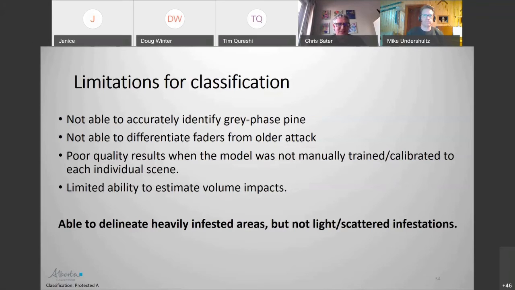So what they did was they created a model based on one of the images, and then applied that model to other images where they couldn't find any training data, which did affect results, but fair enough. And then we could not do volume estimates. We just didn't have the data in place to do basal area or volume estimates. So I think, next slide, Mike.